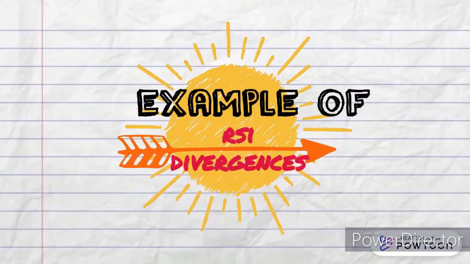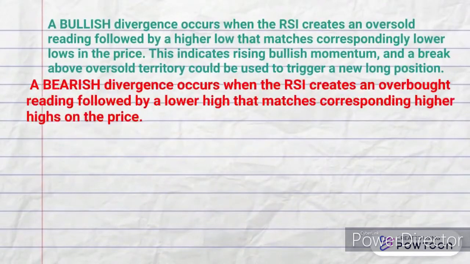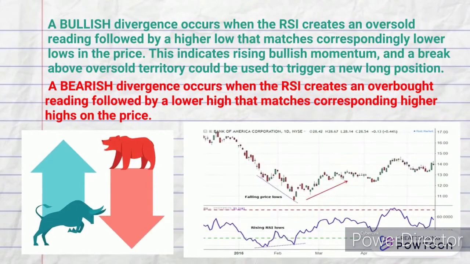Next, example of RSI divergence. A bullish divergence occurs when the RSI creates an oversold reading followed by a higher low that matches a correspondingly lower low in the price. A bearish divergence occurs when the RSI creates an overbought reading followed by a lower high that matches a corresponding higher high on the price.